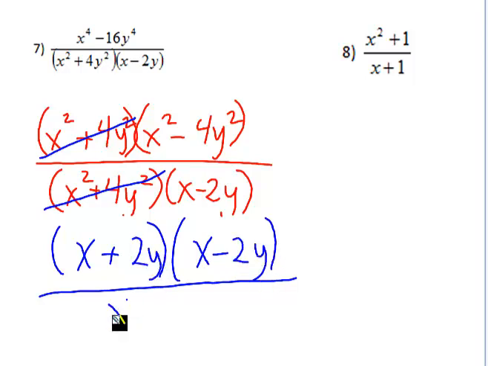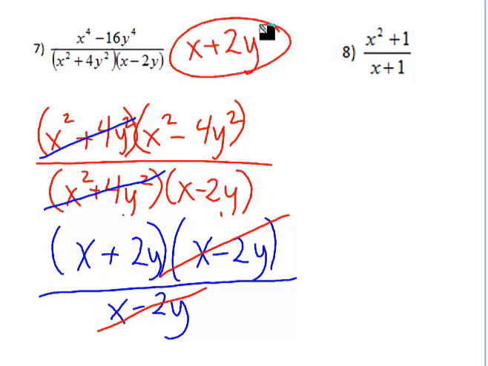And then our denominator, we still have an x minus 2y left. So now is there anything in common? The x minus 2y's are in common, so what are we left with for this one? Yep, x plus 2y. Is that one okay? All right.